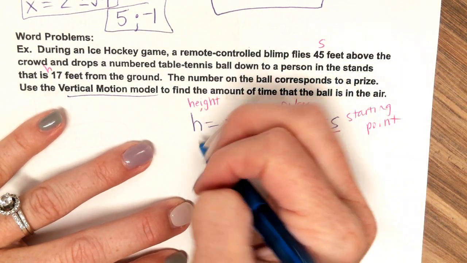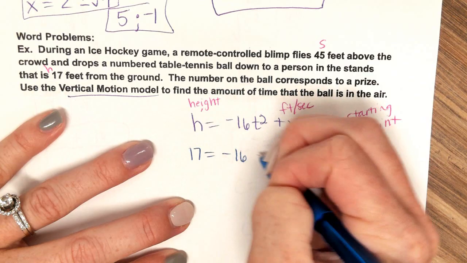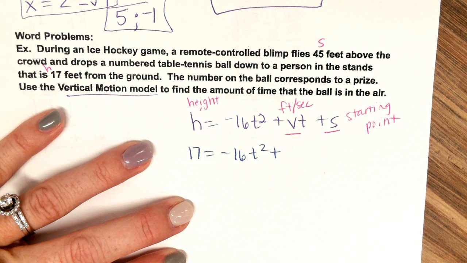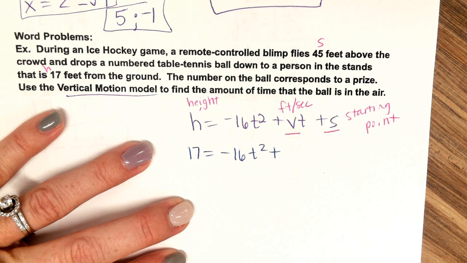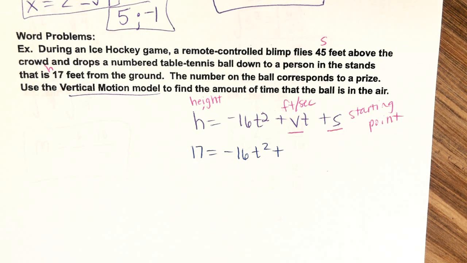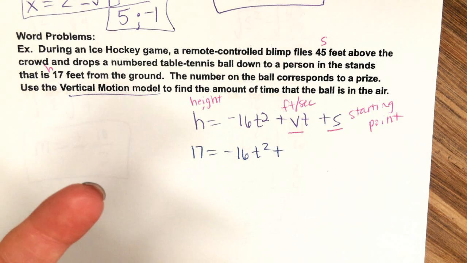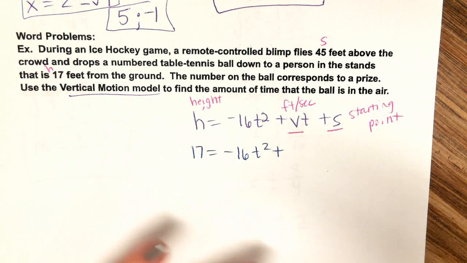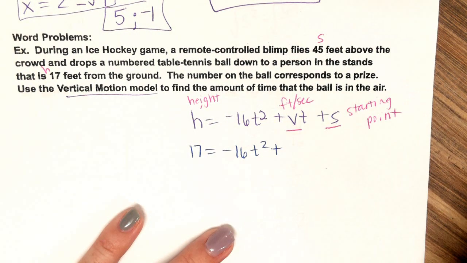So let's go fill in what we know. 17 equals negative 16t squared plus vt, which it didn't give us that. So that's missing, which it should be, because what's our lesson about? Using the square root method, and we shouldn't have that. Okay, plus our starting point, which is 45.